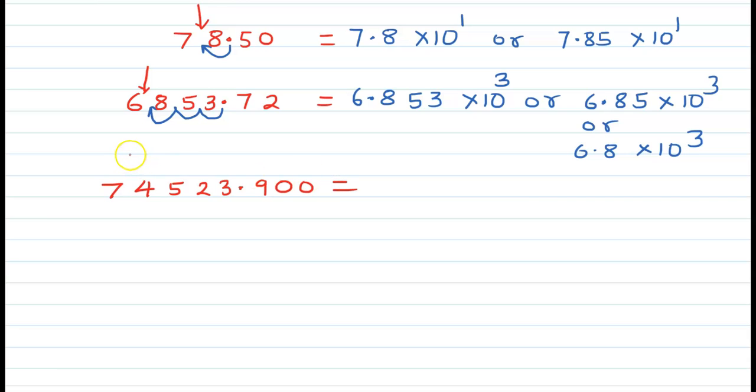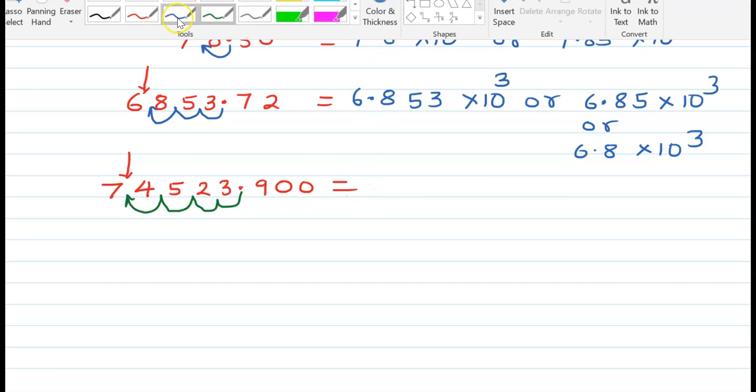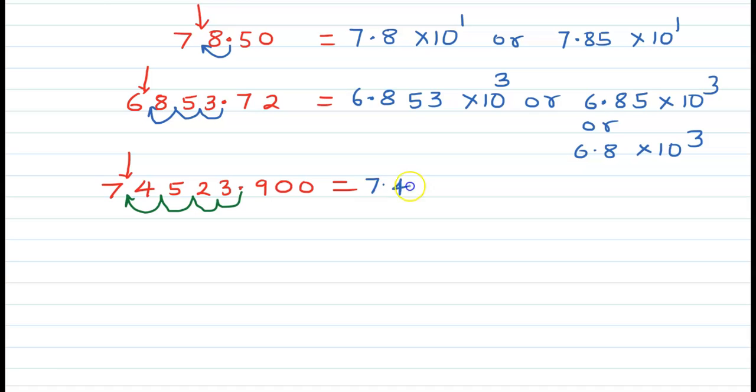It is 74523.900. So the decimal is moving here. Let's start counting: 1, 2, 3 and 4. So you can write down 7.45, no need to write down all the digits, into 10 to the power 4. Is that okay?